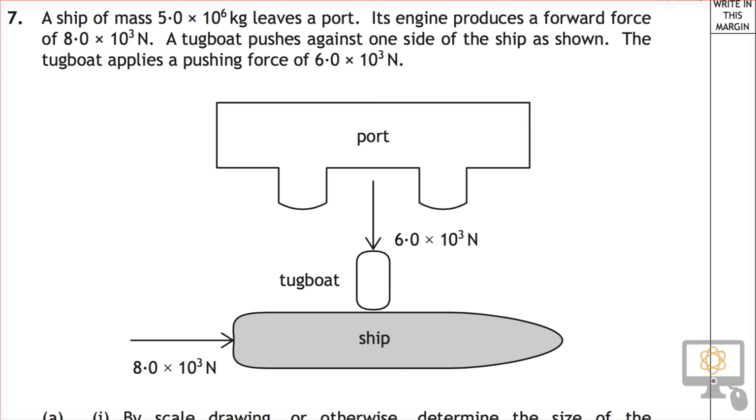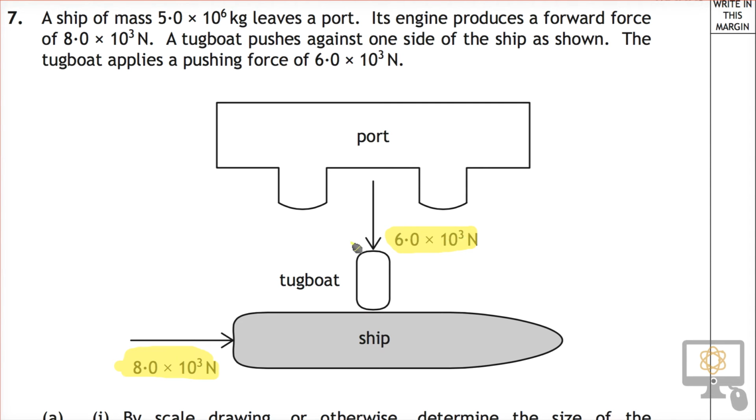I'll be looking here at question 7 of the National 5 2015 physics paper, and it's a question about forces. We're told that there's a ship of a certain mass, 5 times 10 to the 6 kilograms, and there are two forces acting on the ship. One force is this 8 times 10 to the 3 newton force, that's the engine force, and the other is the force applied by the tugboat of 6 times 10 to the 3 newtons.